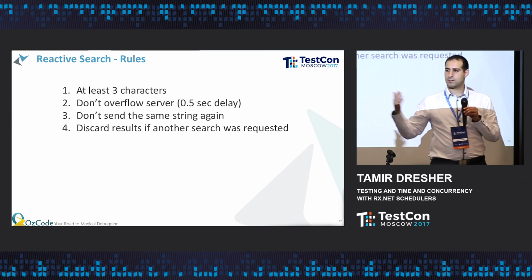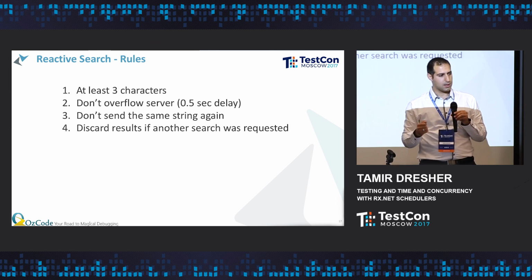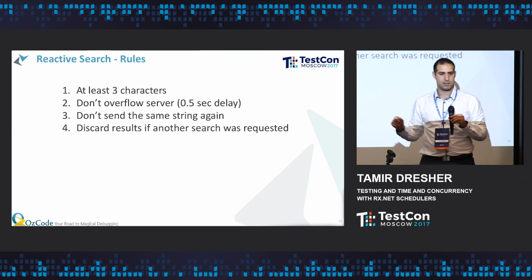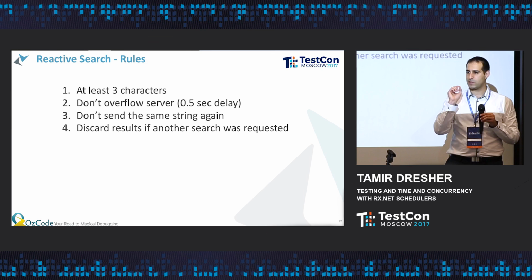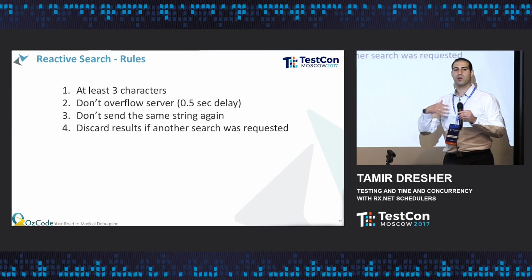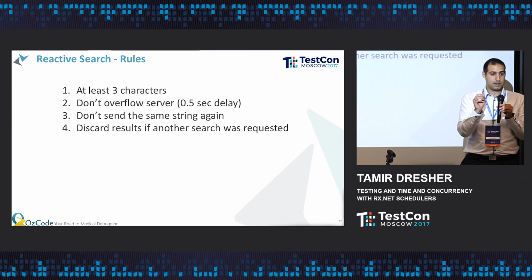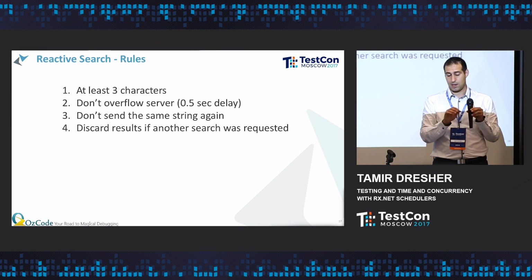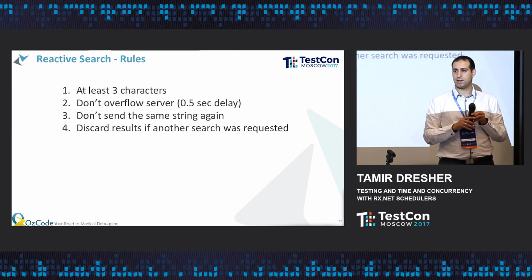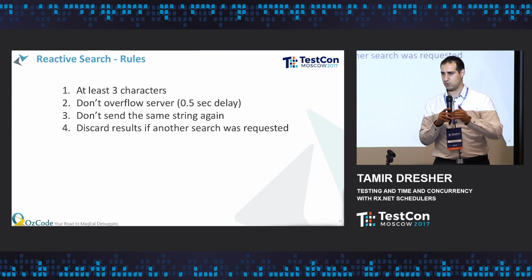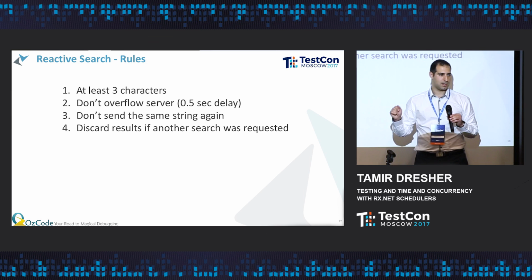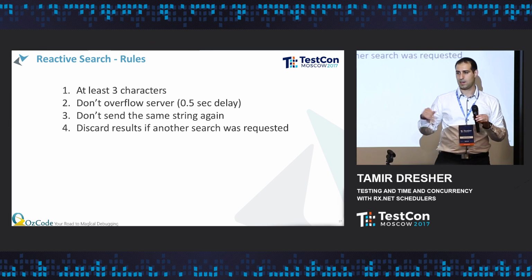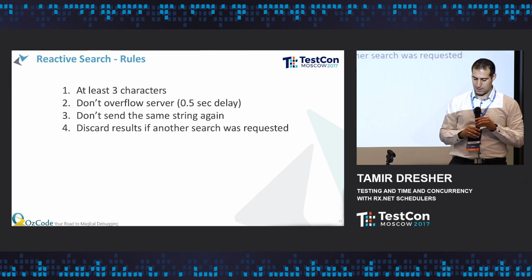I don't want to overflow the search server, meaning that if the user is typing something really long really fast, I don't want to search each character that they type. I want to have a delay of half a second before I do the real search. And if in this half a second interval they do more typing, then I just discard the previous one and do the new one. I don't want to search the same string twice. So if the user types something, deletes the value, and then types the same again, I want to just ignore this new value that they typed.